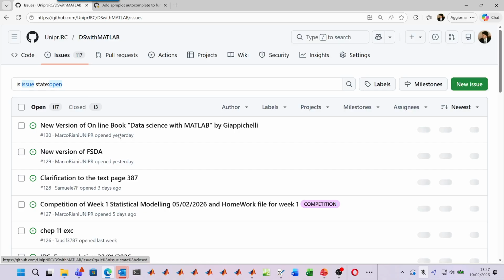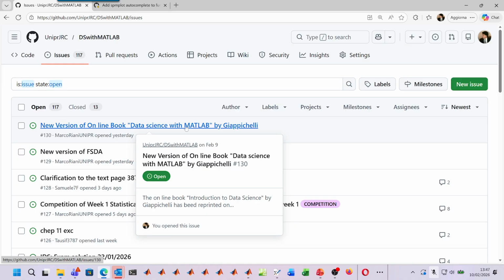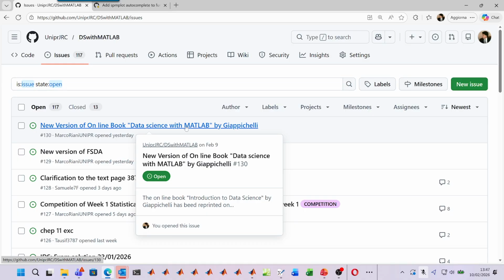Now, about the issues. There is a new version of the book Data Science with MATLAB. Those who already had the book now can have access to the updated version. Therefore, the page of errata corrige is now blank. Of course, this does not mean that it should stay blank, because there could be additional typos. So keep pointing out and signaling mistakes that you find, or maybe also things that you find unclear.